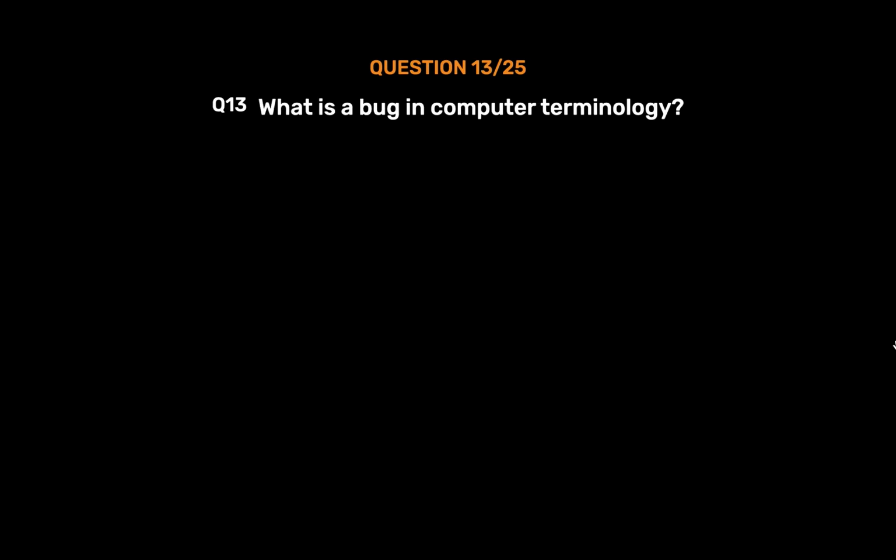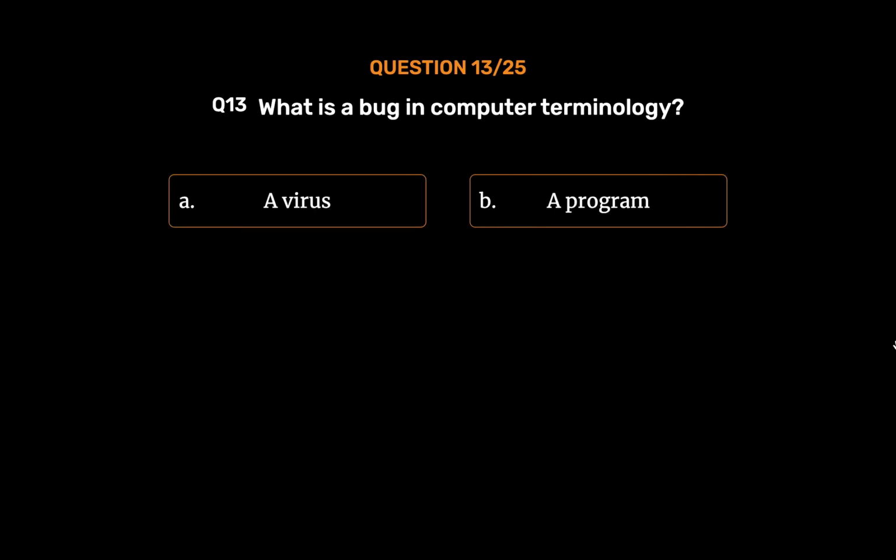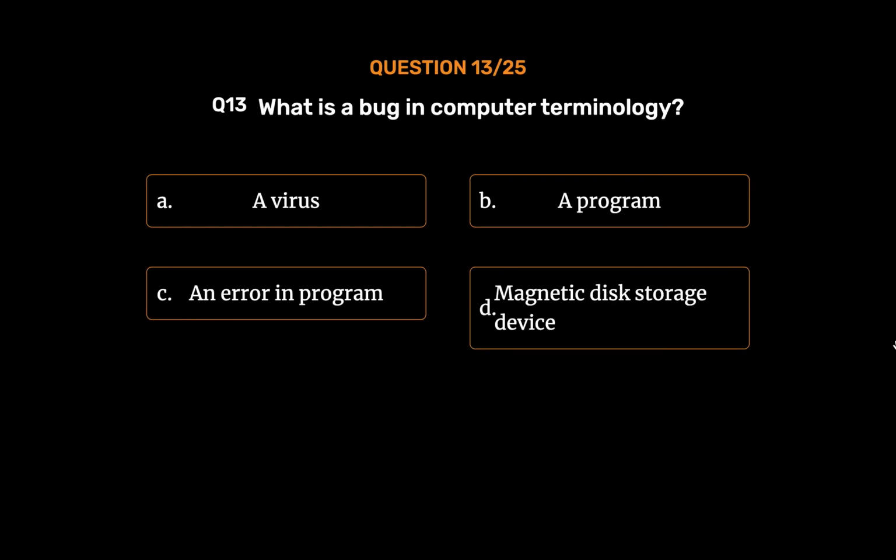Question number 13. What is a bug in computer terminology? Option A. A virus. Option B. A program. Option C. An error in program. Option D. Magnetic disk storage device. The correct answer is option C.